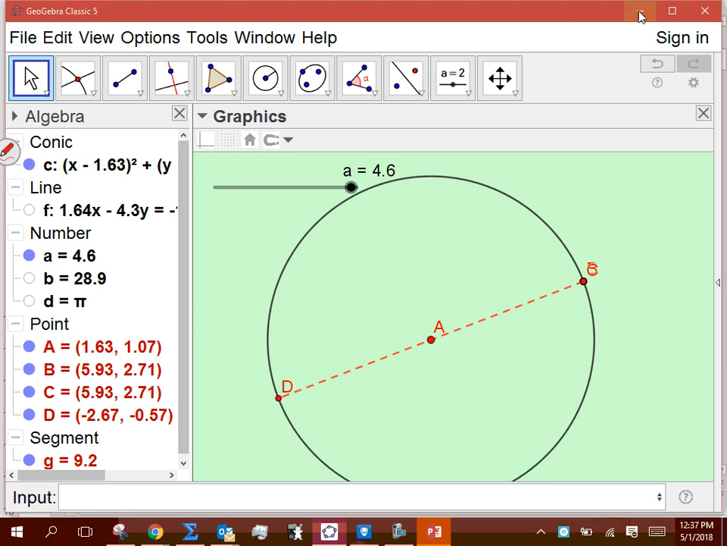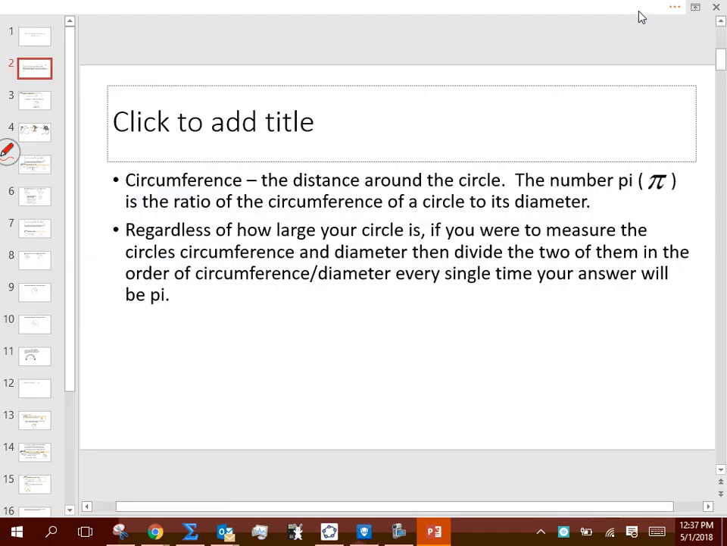All right. So that's a physical application, a physical property that we cannot change.